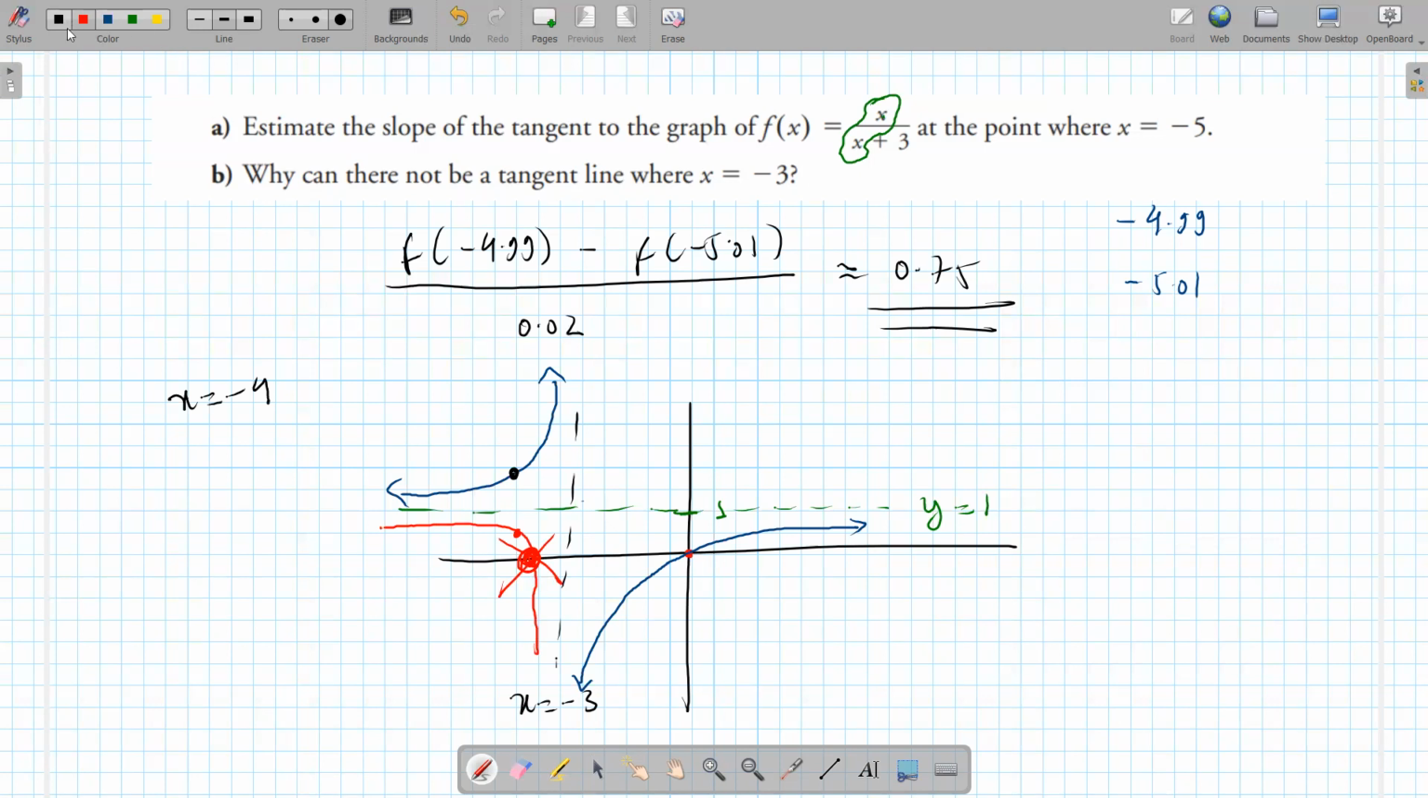What did we just find? We found at negative 5, so somewhere here, we found the slope of this tangent line. Is that going to be positive or negative? Something that's going this way. Positive, and we do have a positive number here, so that's what we found. Cool. It's just plus minus 0.01.